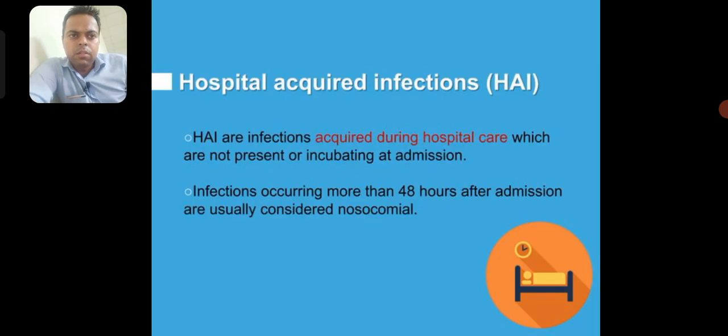First, we will discuss hospital acquired infection. In short, we can say HAI. These are infections acquired during hospital care which are not present or incubating at admission. Those occurring more than 48 hours after admission are usually considered nosocomial.